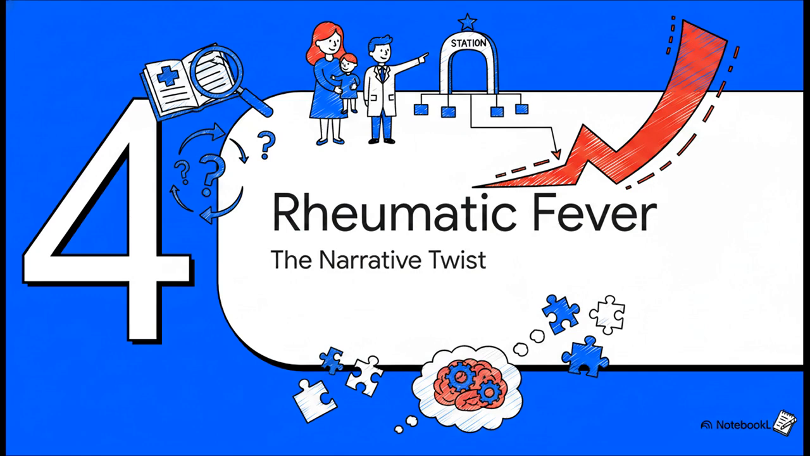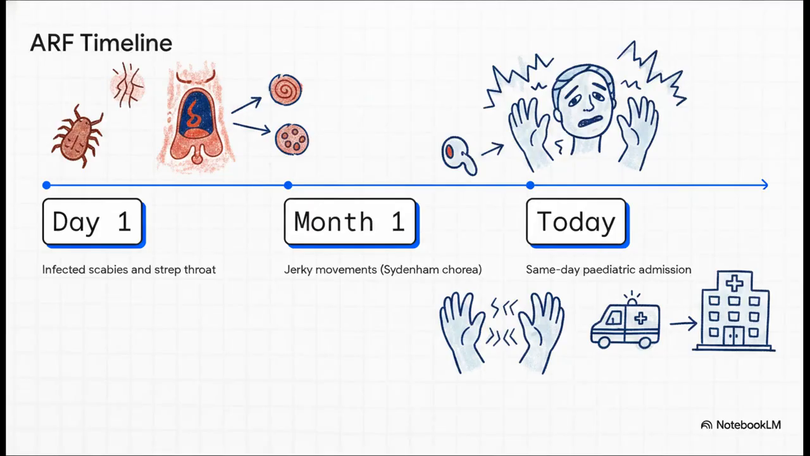Section 4. The rheumatic fever twist. Boom. Just when you think you've passed the station, the examiner throws a massive curveball. They tell you it's now 1 month later. Bill returns to the clinic with abnormal, jerky, purposeless movements in his face and hands. Well, what happened? Look at this timeline.